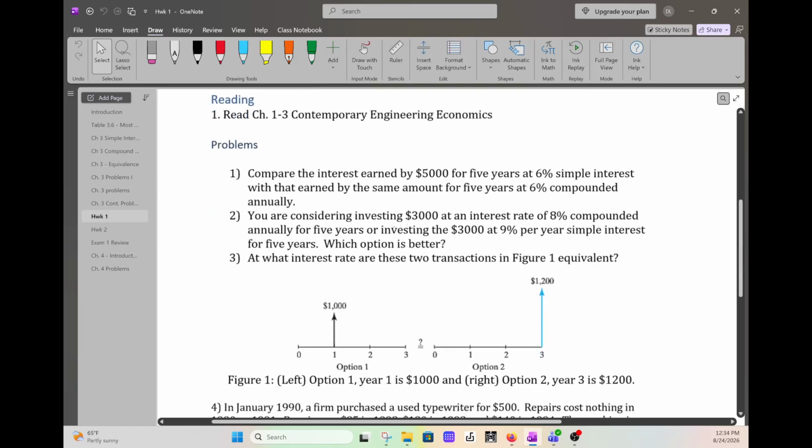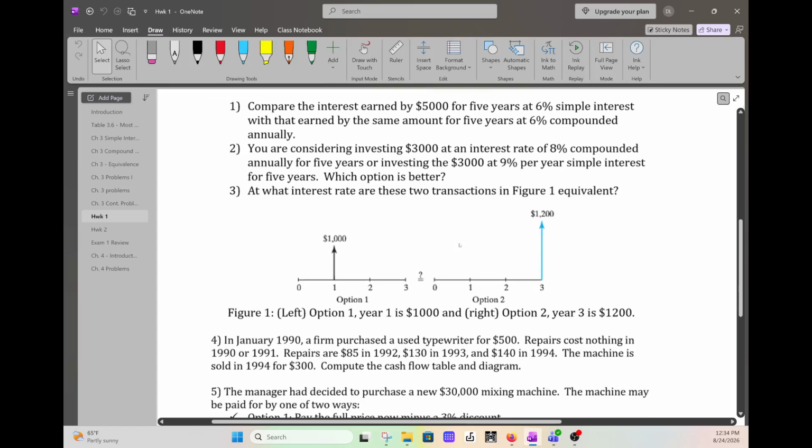And then you are considering investing $3,000 at an interest rate of 8% compounded annually for 5 years, or investing $3,000 at 9% for simple. So tell me which option would be the better. Okay, again, simple and compounded equations.